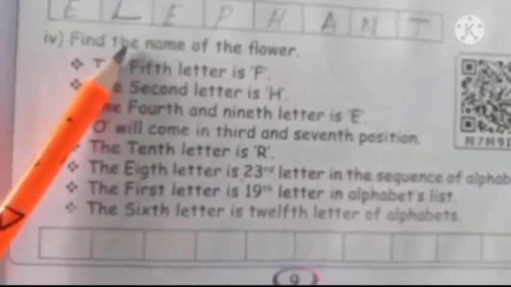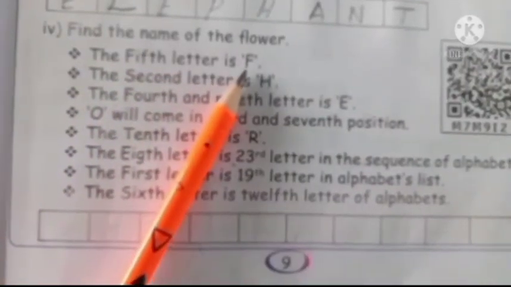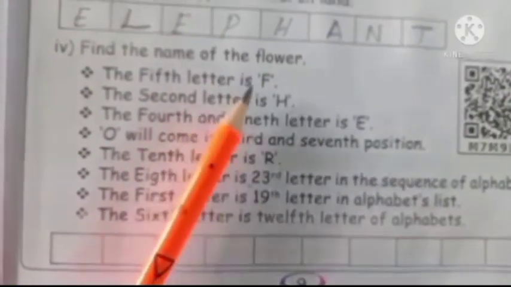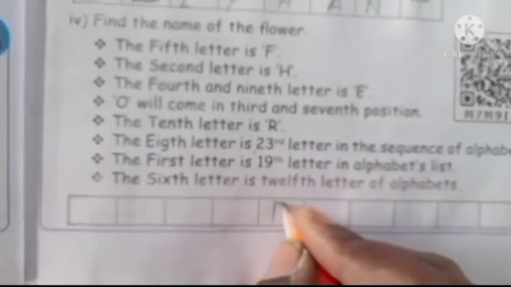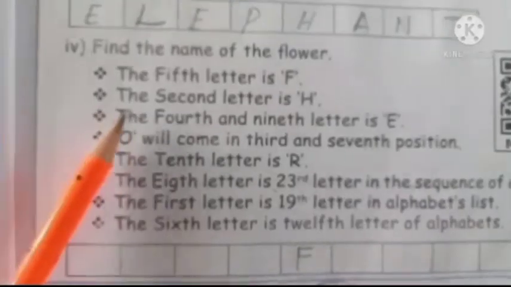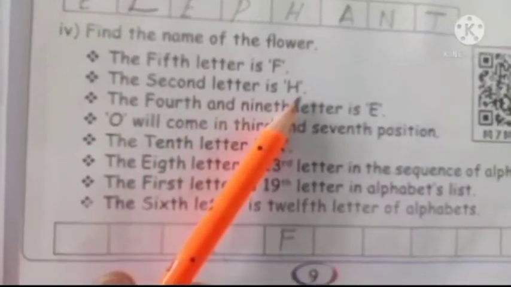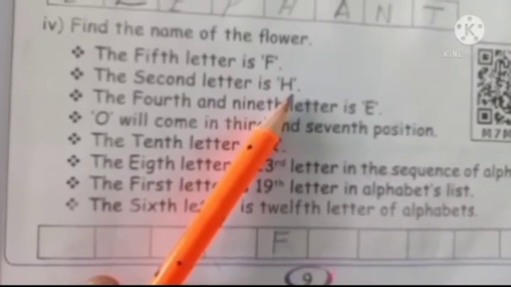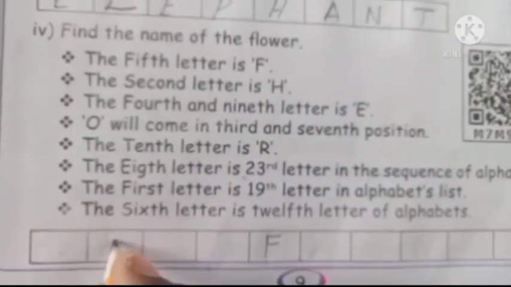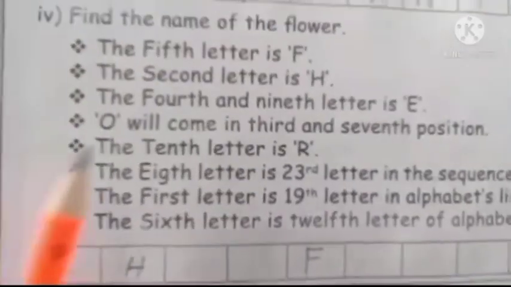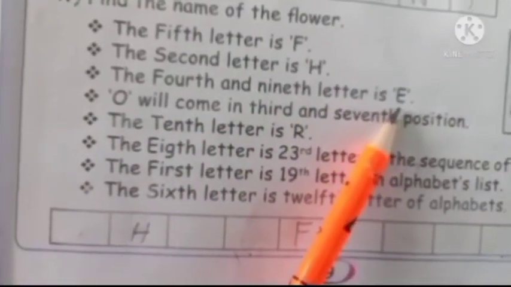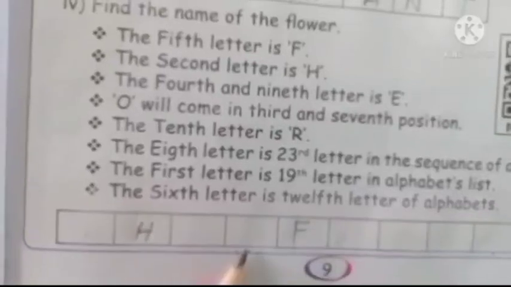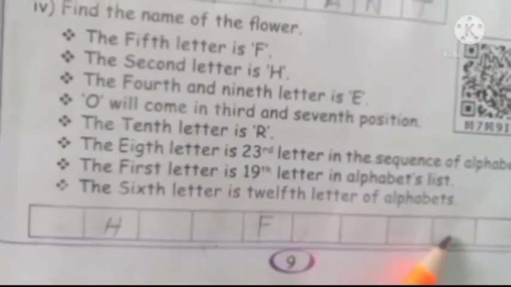Fourth one, find the name of the flower. The fifth letter is F. Children, we have to write F in fifth place. The second letter is H. Children, we have to write H in second place. The fourth and ninth letter is E. Children, we have to write E in fourth and ninth place.